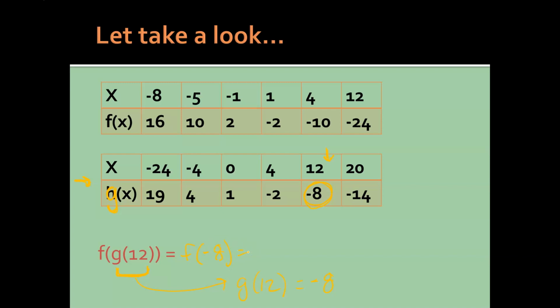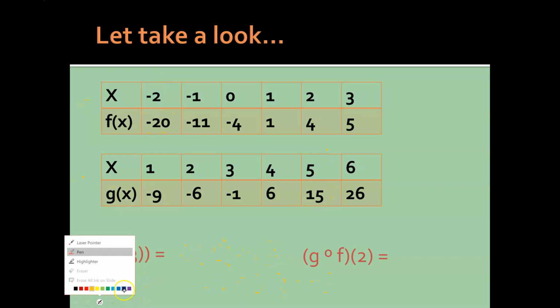So now we go to the f function, and when x is negative 8, which is right here, what is y? 16. So your answer for this would be 16. All right, next one. Work inside to outside. We're first going to do the inside here. So I first need to find out what g of 3 is.